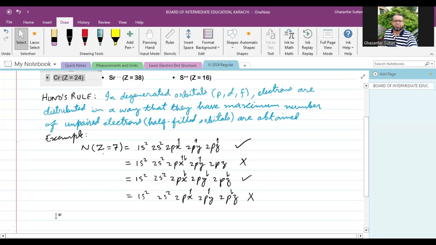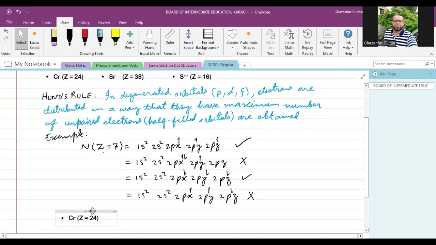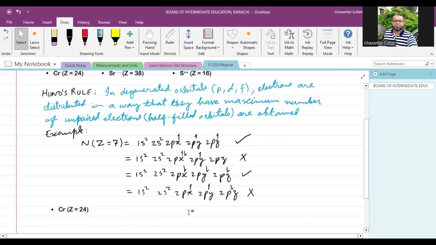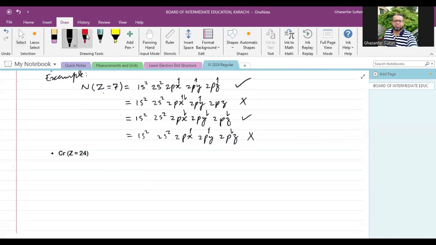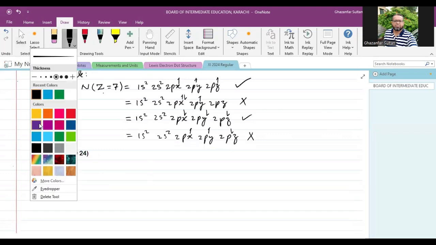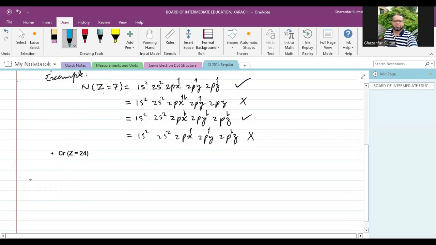Next part, where we have to write the electronic configuration of these elements. So now first, chromium. Its atomic number is given. I suggest you try to memorize atomic numbers up to 40, but in most cases, the atomic number is given in your question. So atomic number is 24.